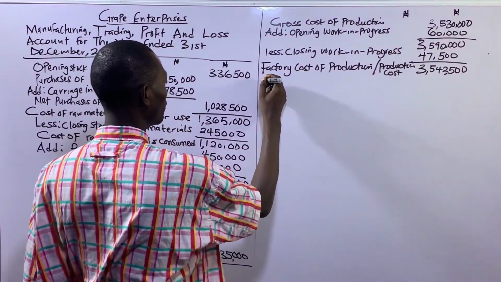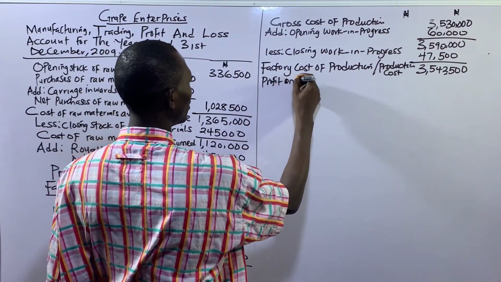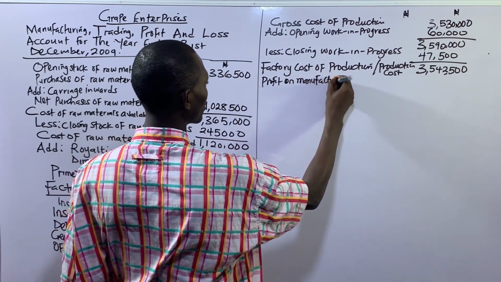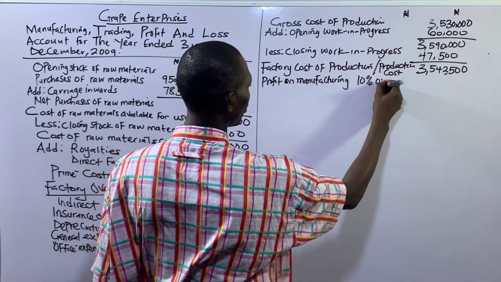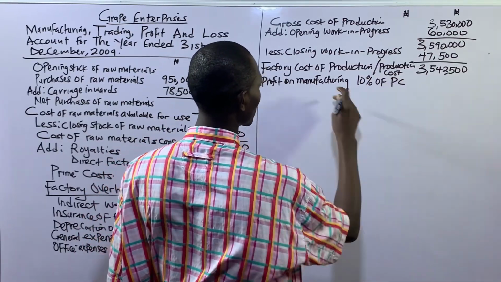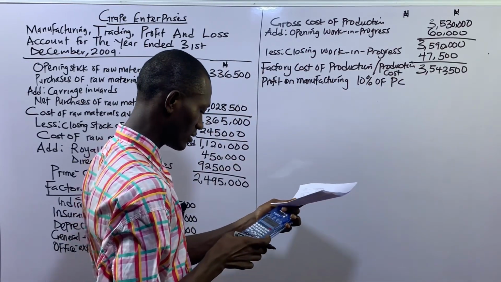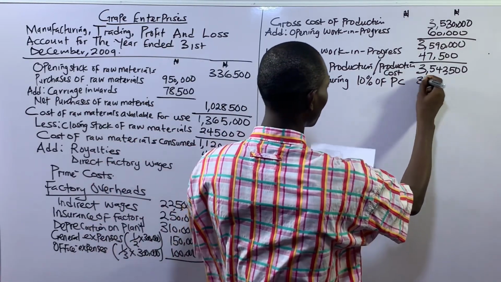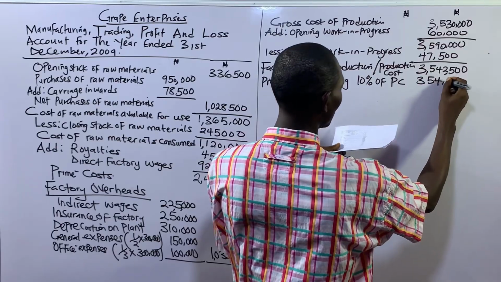So we have profits on manufacturing, profit on manufacturing, that's 10% of production costs, 10% of this. So times 10 divided by 100. So that gives us 354,250.